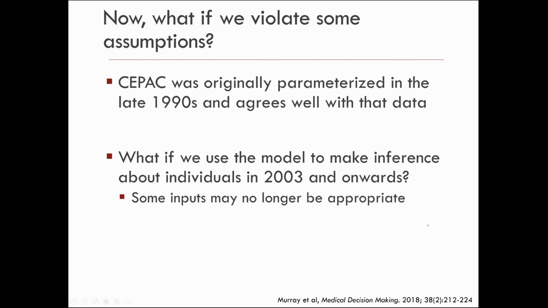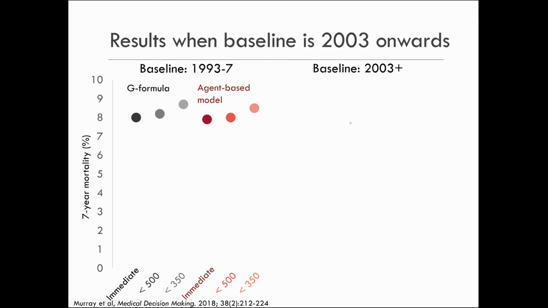Now we expect that maybe some of the inputs might no longer be appropriate, and possibly some of the model structure may no longer be appropriate. So as a refresher, here's what we saw in 1993 to 1997. And in 2003 onwards, you can see in the HIV causal data set, actually mortality has dropped by about half. An interesting thing about this cohort is that people tended to present to care a lot later in 2003 onwards. So the benefit of starting early has gone away for this cohort just because most people actually don't start early.